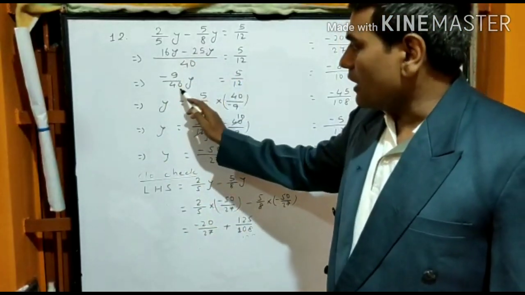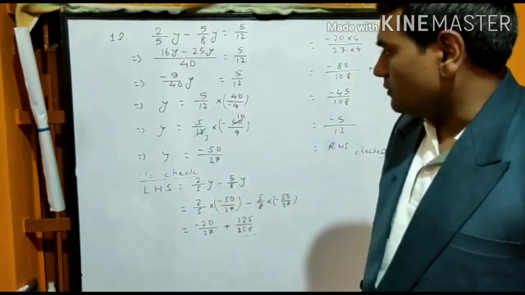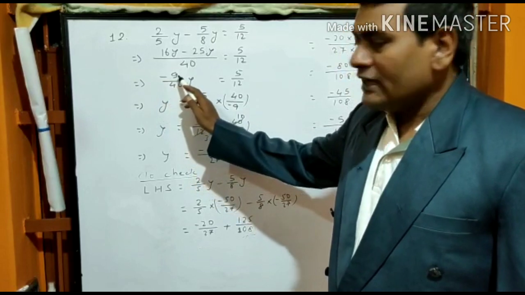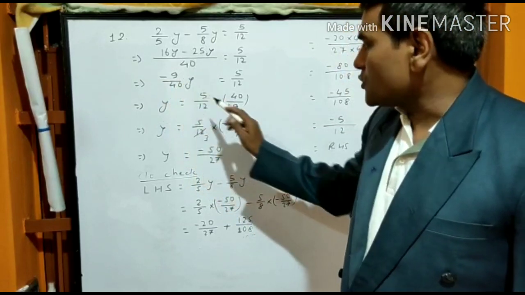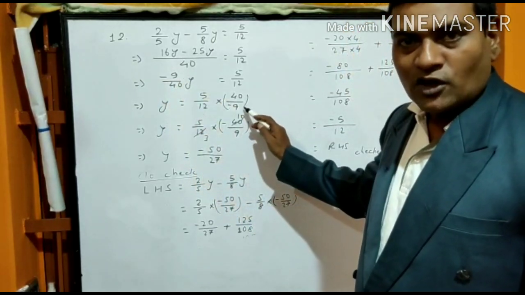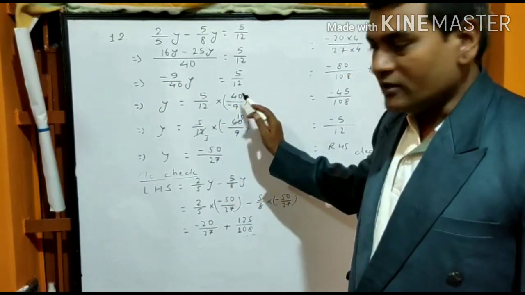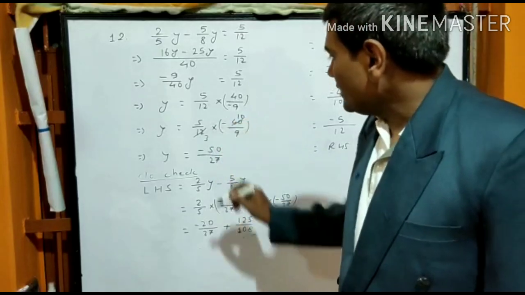It is minus 9 by 40y equal 5 by 12. Now here minus 9 is at the place of numerator, so it will be at the place of denominator to the right side. And 40 to the numerator. Now cancel it.